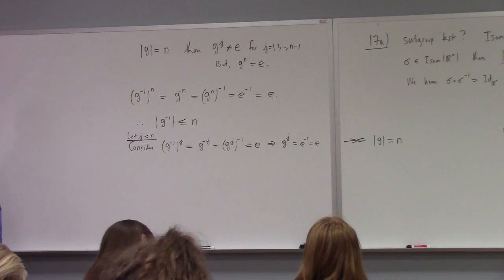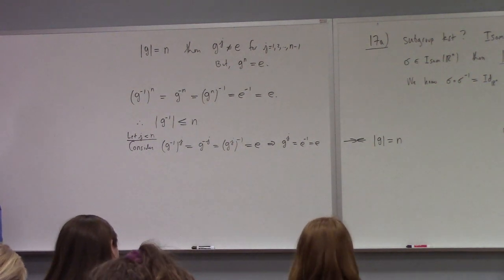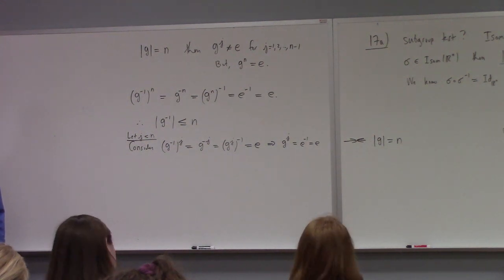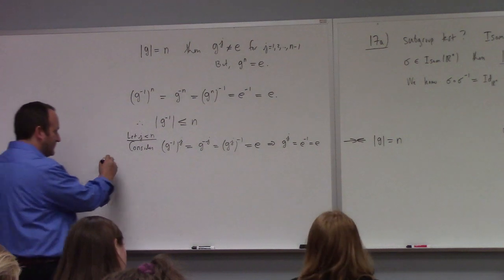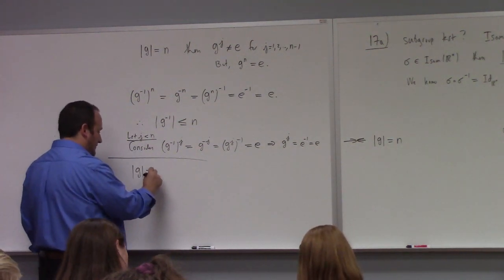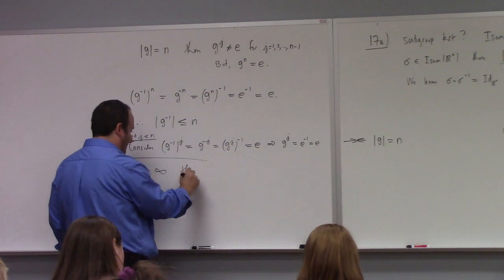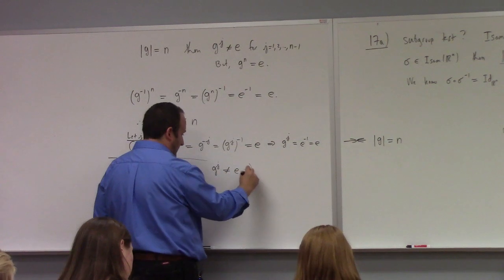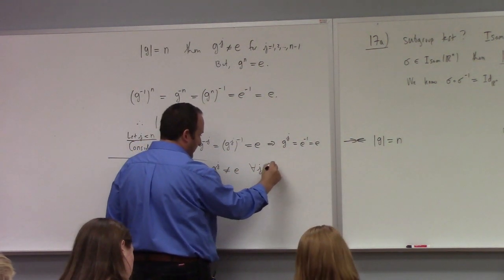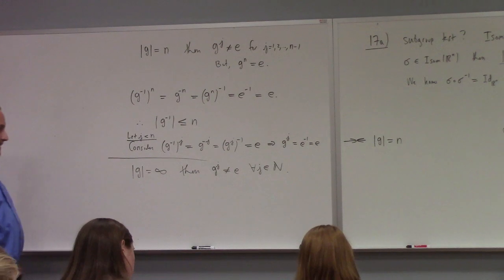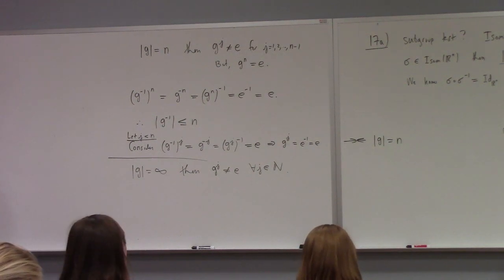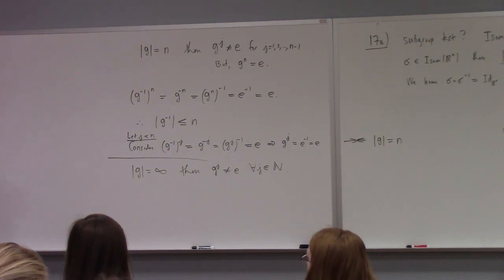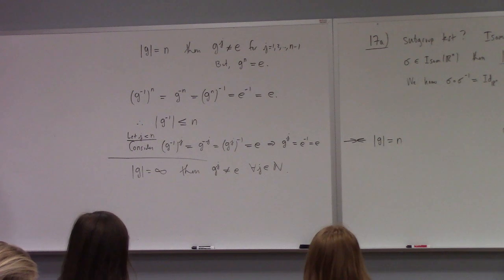There's a separate argument that needs to be given for the infinite order case. Should we go through that? All right, here goes. If the order of g is equal to infinity, then what's that mean? Then g to the j is not equal to e for all j in the natural numbers. For any positive power, it's not the identity. That's what it means to have infinite order.